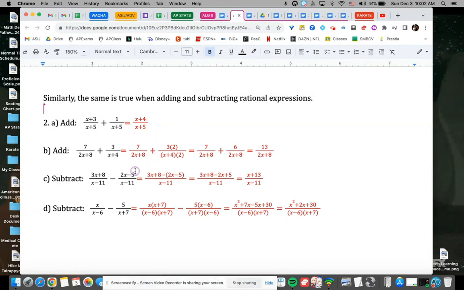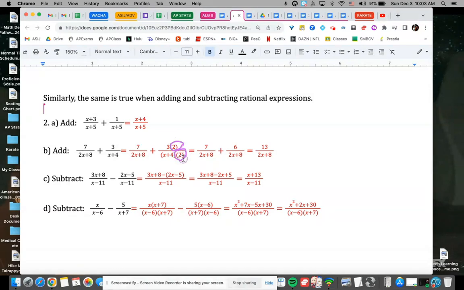Okay, same thing down here, except now I don't really see a common denominator. Don't make it overly complicated. Think about what's going to be the easiest way. Some people think that they have to multiply this by 2x plus 8, on top and on bottom. But that would be going overboard. There's too much work. All I have to do is multiply this one by 2 over 2.